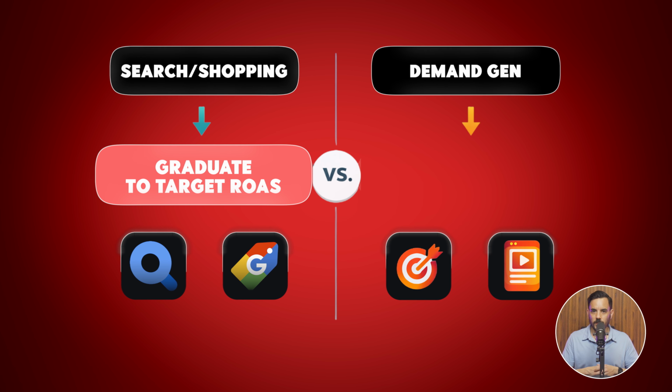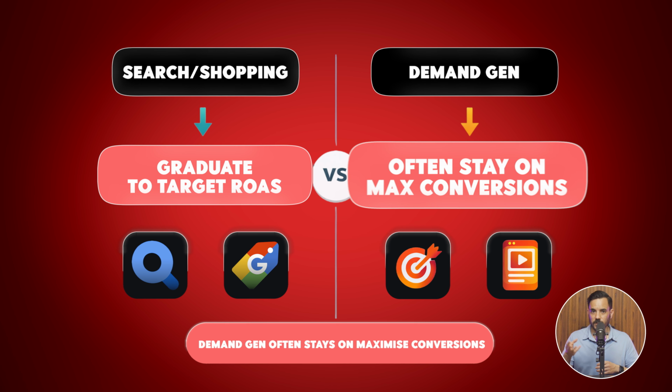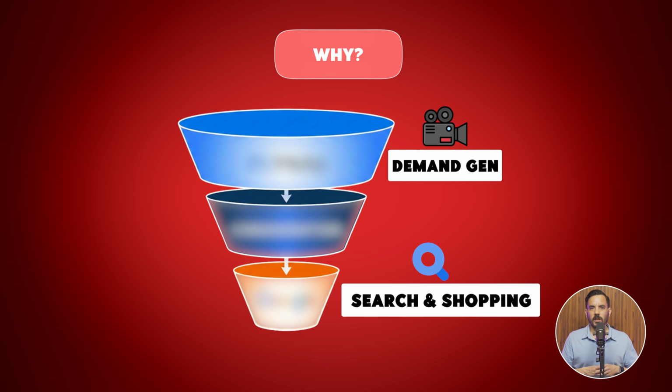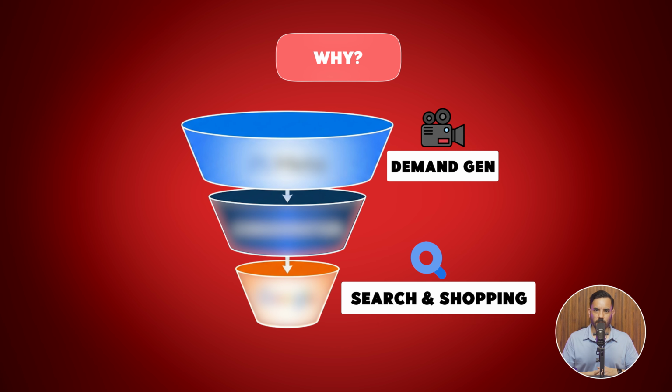Unlike search and shopping, demand gen campaigns often perform best on maximized conversions even at scale. I've seen many mature demand gen campaigns that continue to outperform when kept on plain old maximized conversions with no target CPA or ROAS. Why? Well, top of funnel campaigns have just different dynamics than bottom of funnel campaigns. The algorithm needs more flexibility here to find converting users in a broader audience pool.